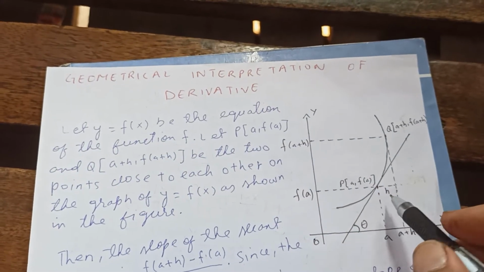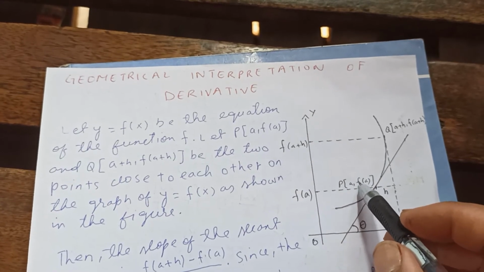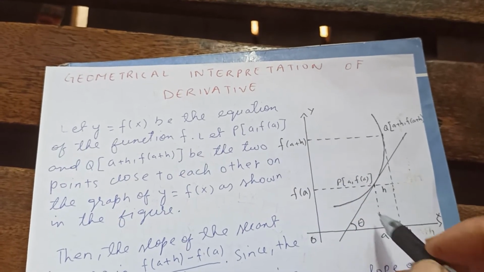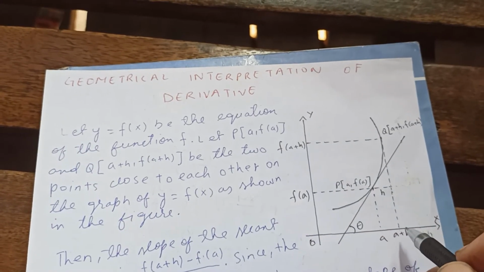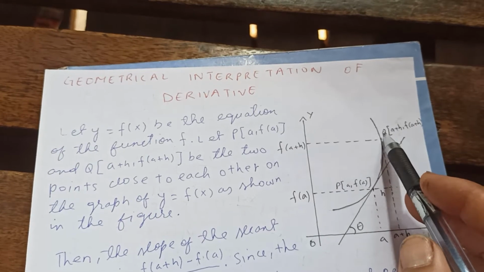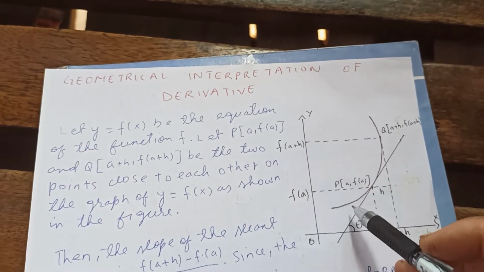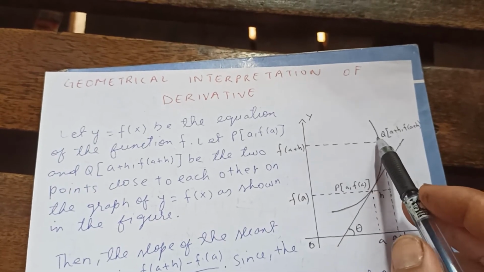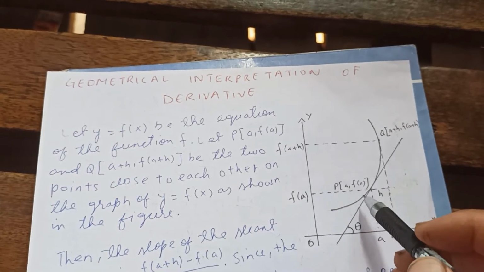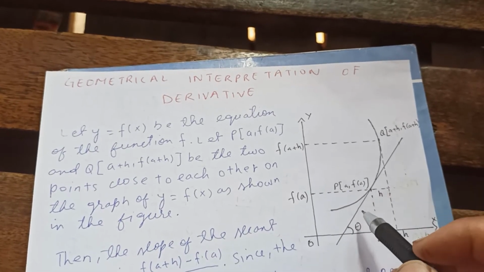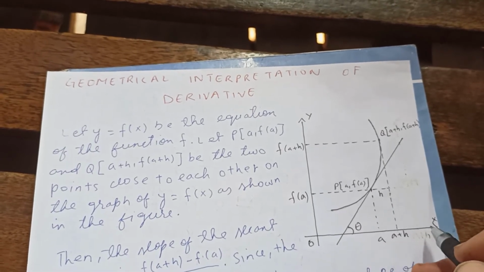Okay, and the meeting point will be the point P. So a, f of a is nothing but the x-axis, and f of a will be the y-axis, the y coordinate. And similarly with point Q, here we take this is the meeting point. Okay, and here we draw a curve. So this is Q, a plus h, and f of a plus h. Okay, and we draw a tangent line here. Okay, this is a tangent line, making an angle theta with the x-axis.